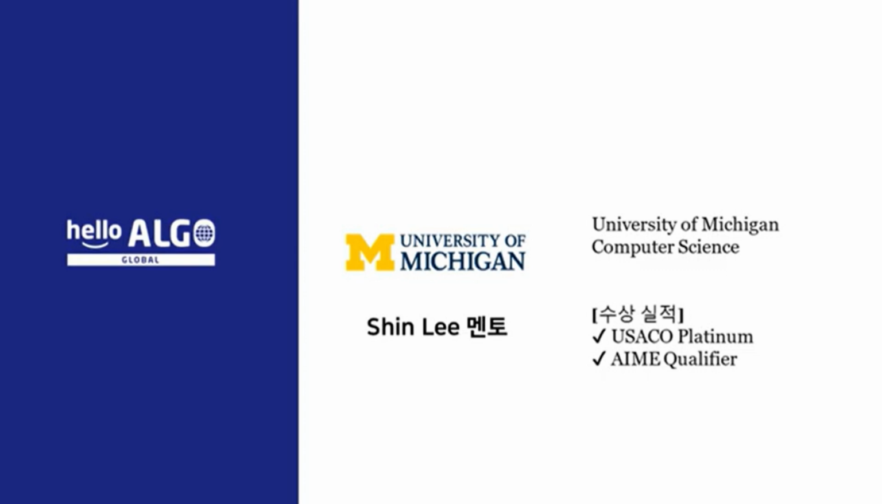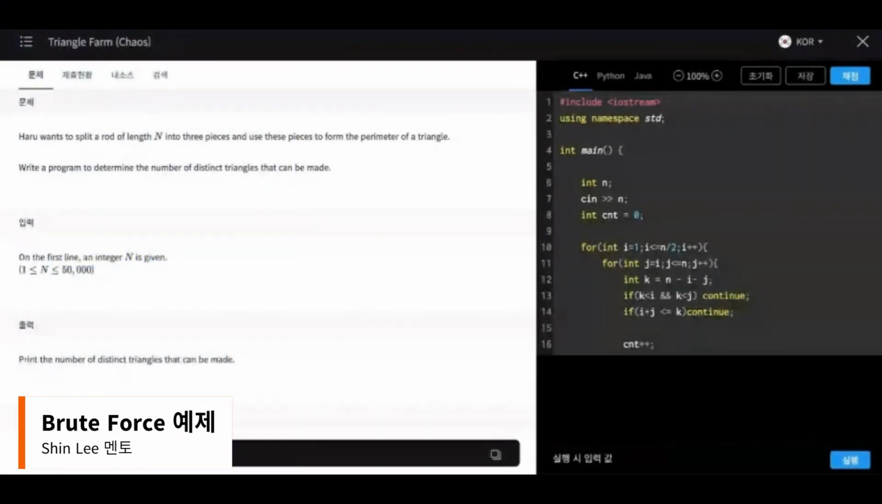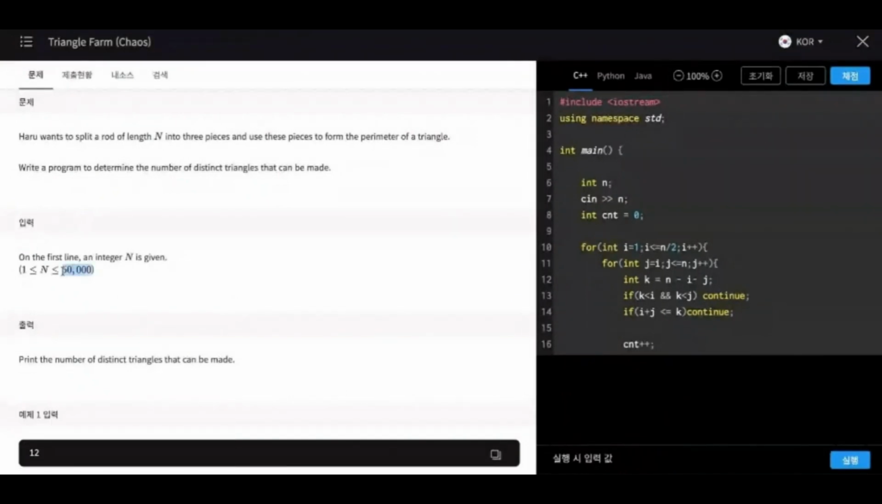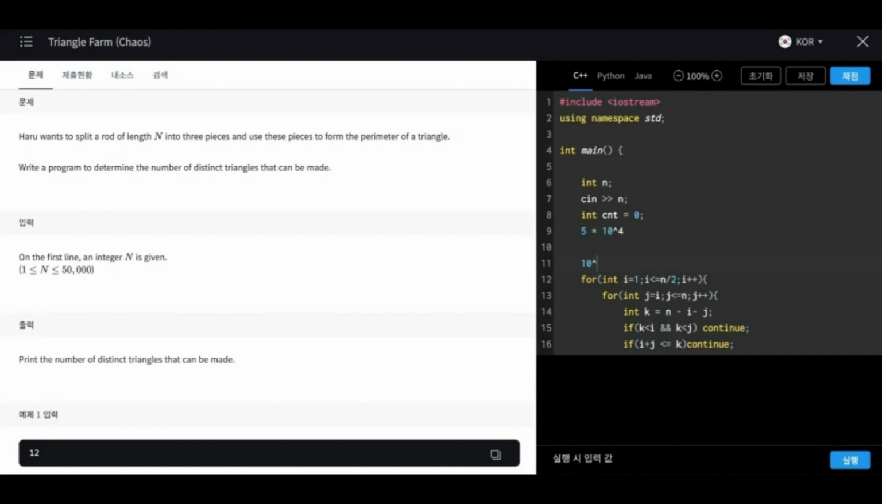So Triangle Farm Chaos is all about trying to optimize the same logic. Because n is up to 50,000, and that's 5 times 10 to the power 4, essentially, you can only use up to 10 to the 8, usually. If it says the time limit is 1 second, this is all you have. So you can't do n squared because that would be 10 to the power of 9.